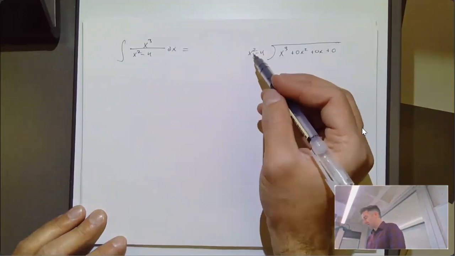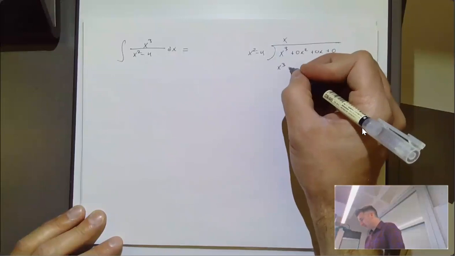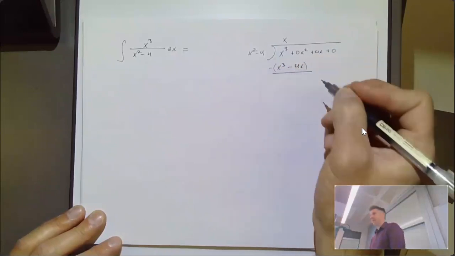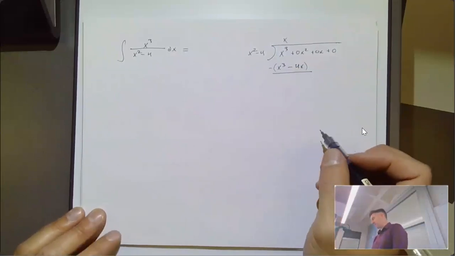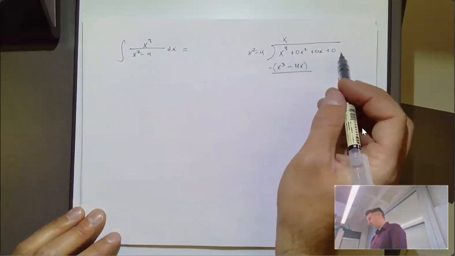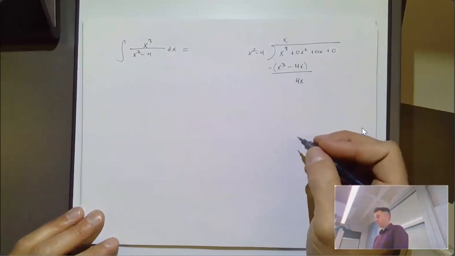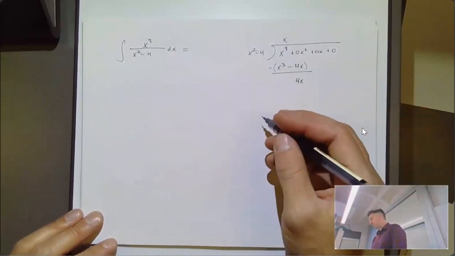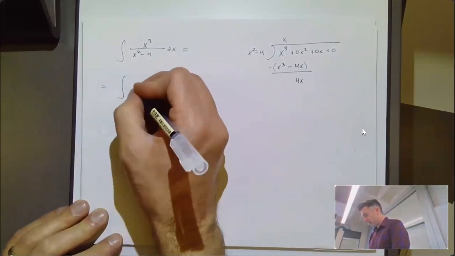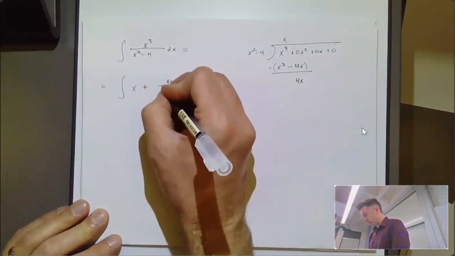I'm gonna multiply x squared by x to get x cubed. So I'm gonna get x cubed minus 4x. I probably didn't put that in the right spot, but it's okay since everything is 0. x cubed minus x cubed is 0, and nothing minus 4x is just a positive 4x. And then I'm done, right? There's no more division to do. So this is equal to the integral of x plus 4x over x squared minus 4.